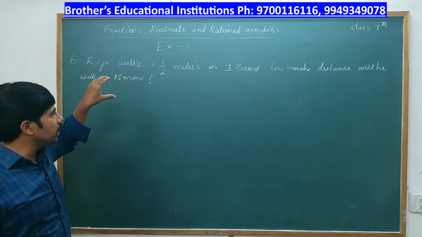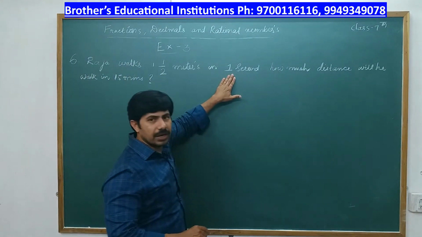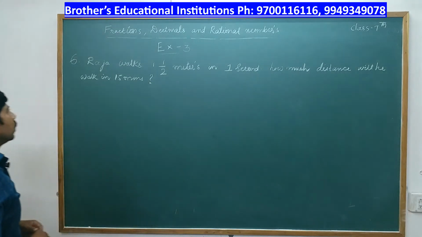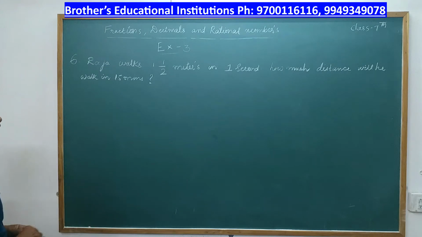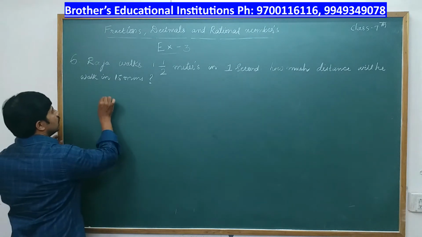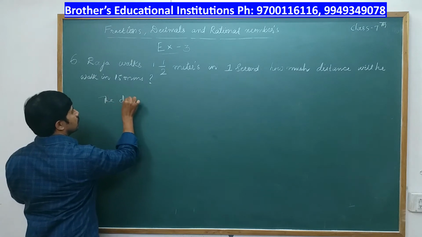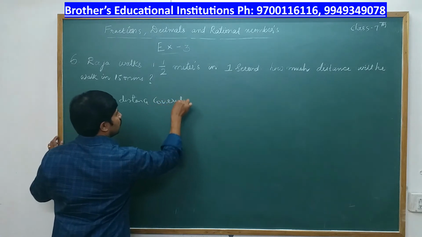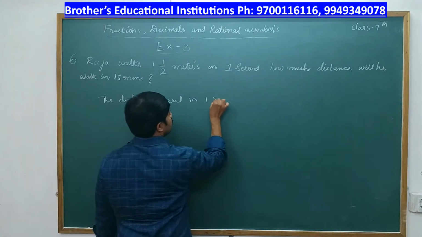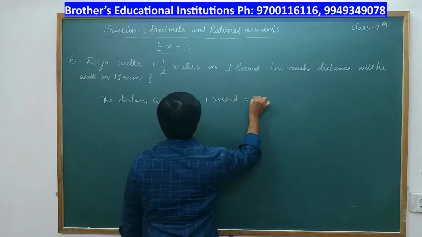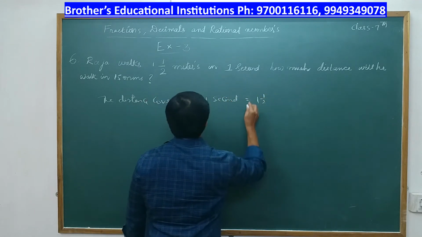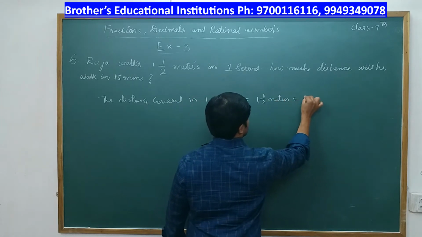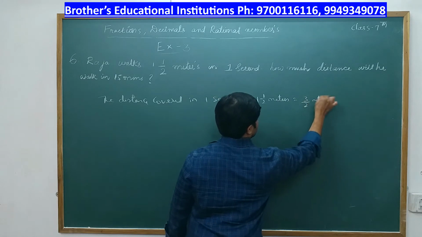So whenever each is given and we are coming to find many, we have to multiply. So Raja walks 1.5 meters in 1 second. Okay, so the distance covered in 1 second is equal to 1.5 meters. This is nothing but 3/2 meters.